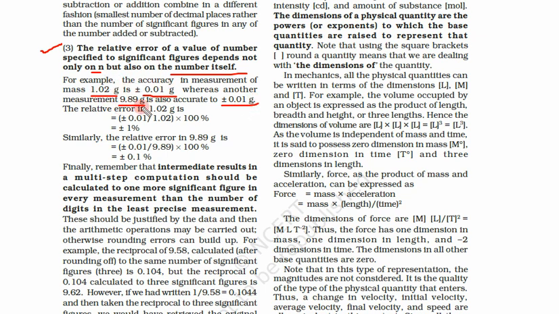Now let us calculate the relative error in this first number. The relative error in this number is 0.01 divided by 1.02 times 100%, that means plus minus 1%. Similarly, the relative error in this number is 0.01, because the scale is same, divided by the mass itself, 9.89, times 100%, that is 0.1%.